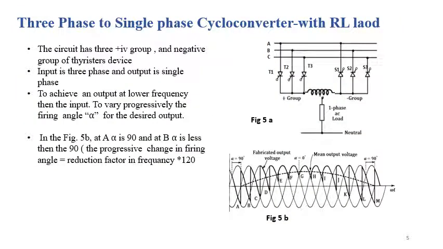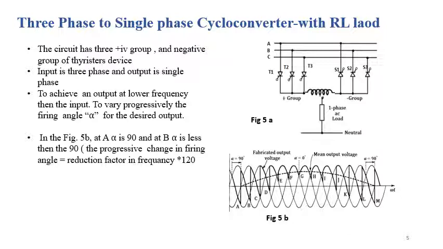So in this slide we shall discuss the three phase to single phase cycloconverter with RL load. Figure 5 shows the circuit diagram of the three phase to single phase cycloconverter with RL load. Here in this figure, the SCRs from T1 to T3 belong to the positive group, and the SCRs from S1 to S3 belong to the negative group. Here our objective is to achieve a single phase output voltage with low frequency from a three phase supply system.